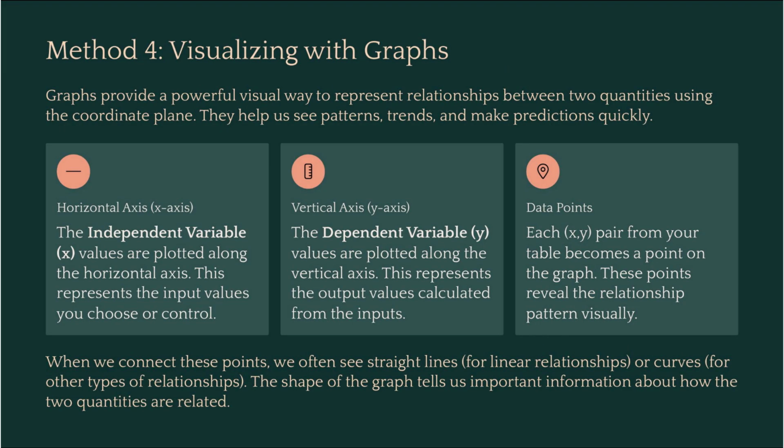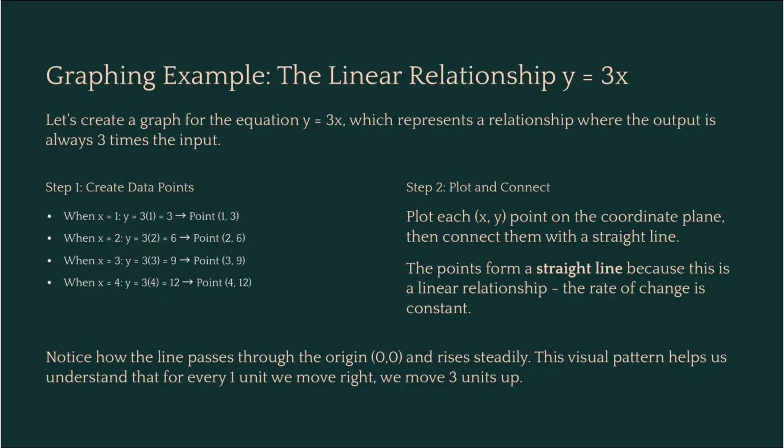The final way to represent a relationship is on a graph using the coordinate plane. You take the data pairs, or the ordered pairs from your table, and plot them as points. The independent variable, x, is plotted along the horizontal axis, and the dependent variable, y, is plotted along the vertical axis. For the equation y equals 3x, we can plot the points. When x is 1, y is 3. That's the point (1, 3).